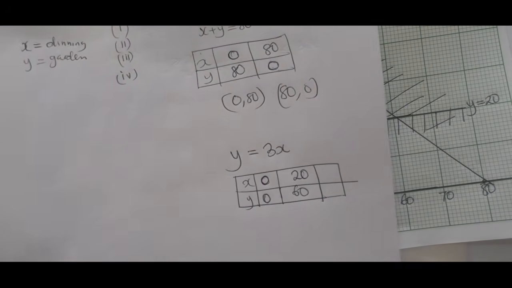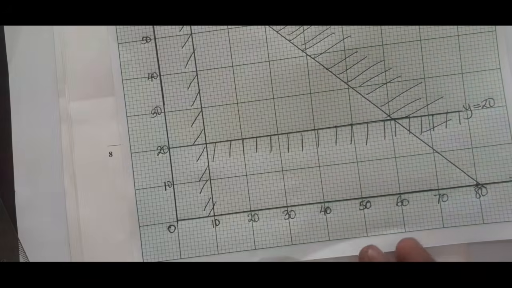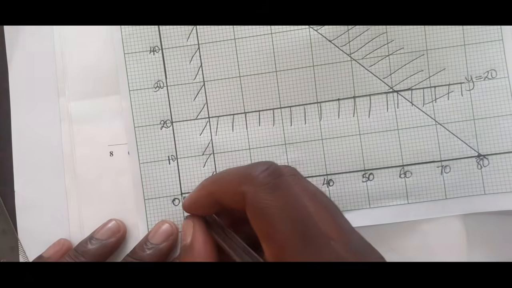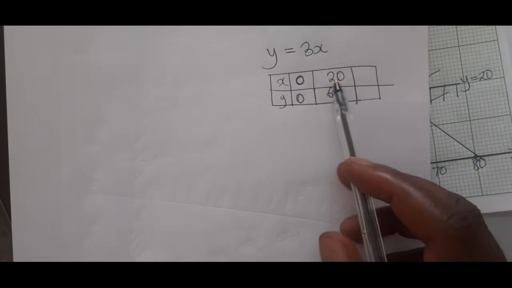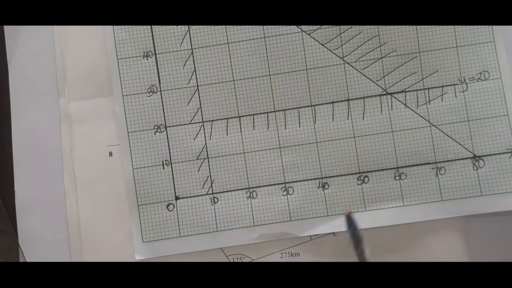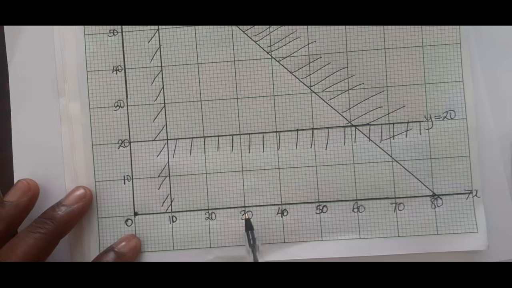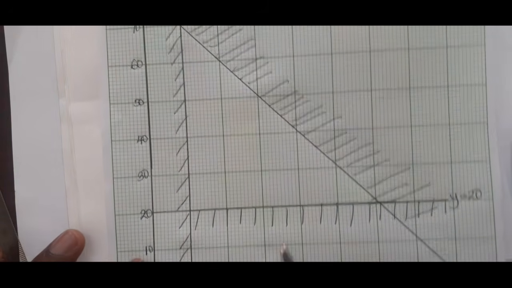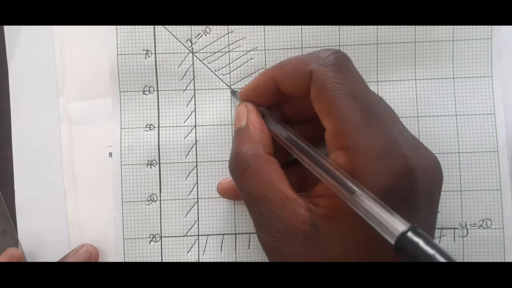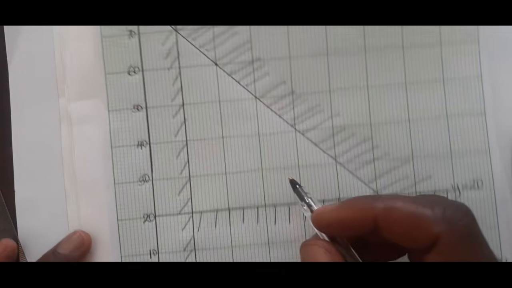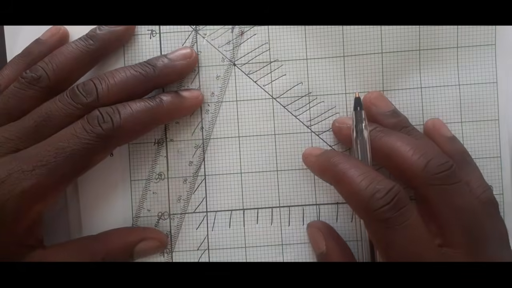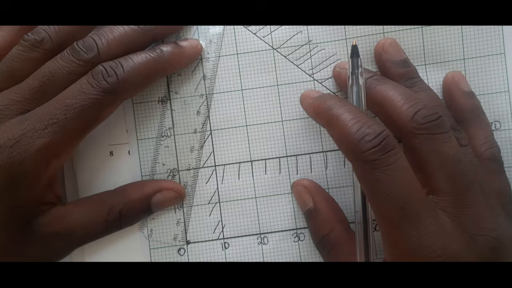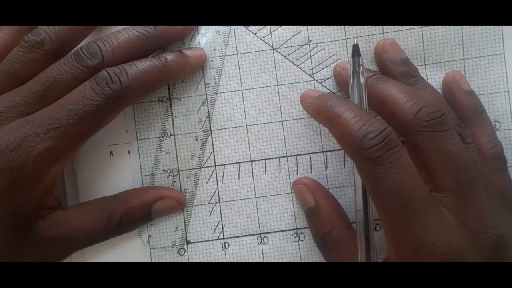I think we can use these 2 points. The first one is 0, 0, which is this one. The second one is 20, 60, which is this point here. Then now we draw a straight line again that joins these 2 points.